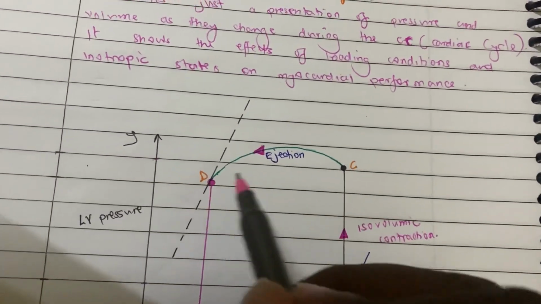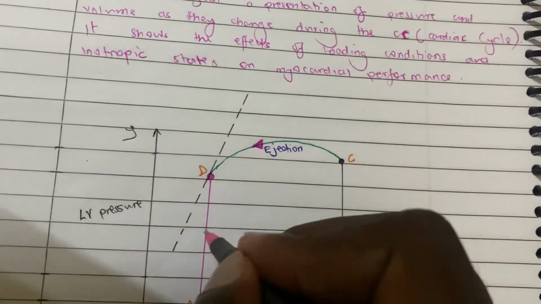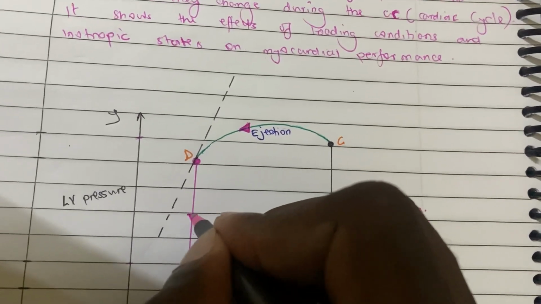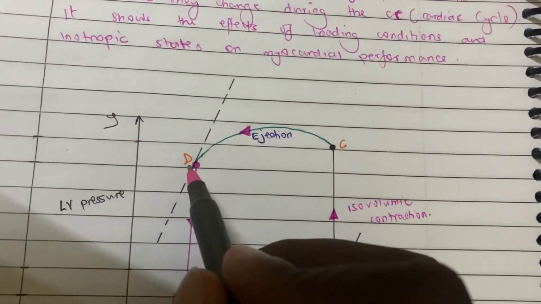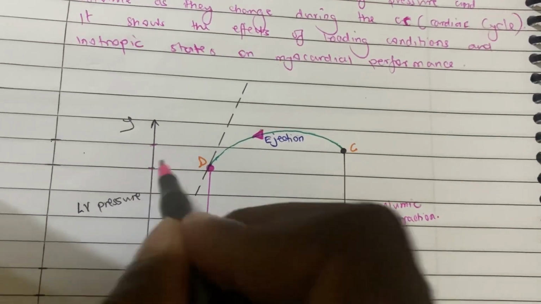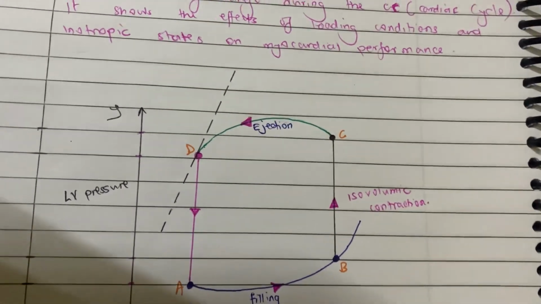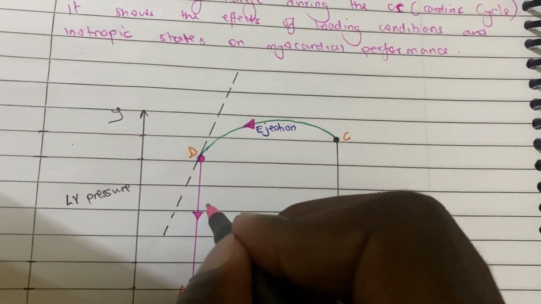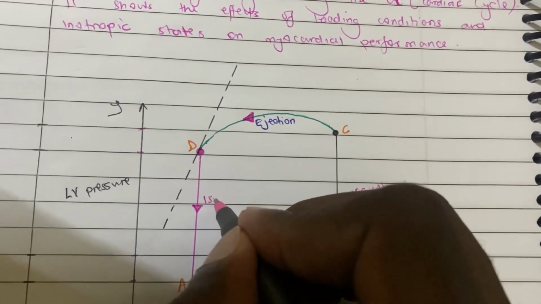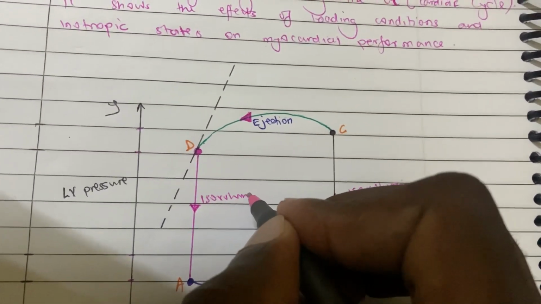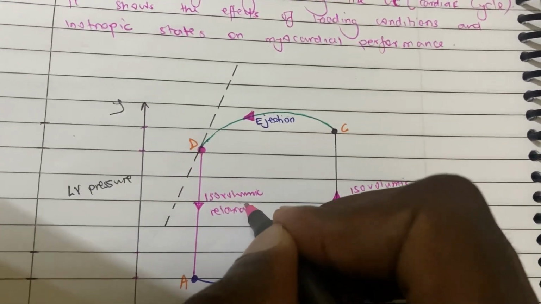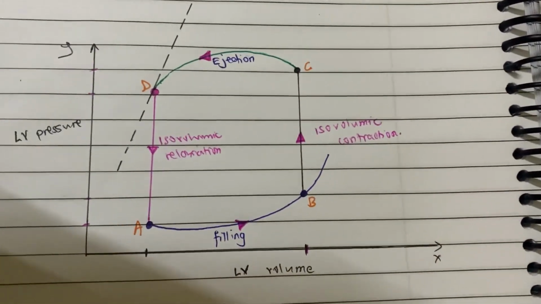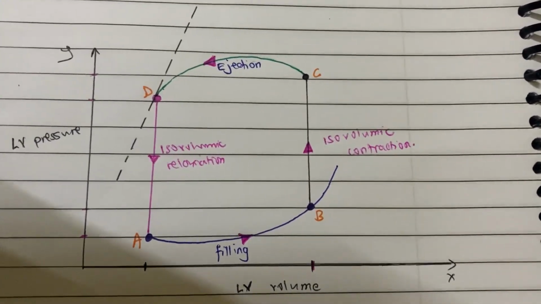And now after ejection, we have another vertical line, where there is a change in pressure from here up to here, but there is no change in volume. And this is isovolumic relaxation. We finished this one. Isovolumic relaxation. All these are not new.